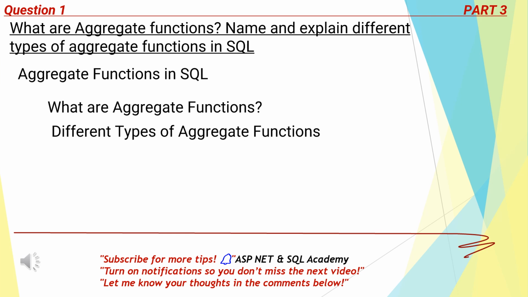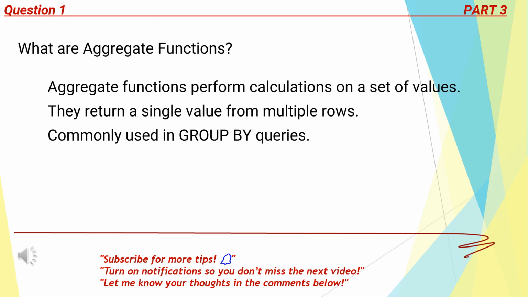Welcome to this video on aggregate functions in SQL. In this session, we will discuss what aggregate functions are, the different types of aggregate functions available in SQL, and some practical examples. Aggregate functions in SQL are functions that perform a calculation on a set of values and return a single summarized result. These functions are widely used in reports, data analysis, and queries involving grouped data.